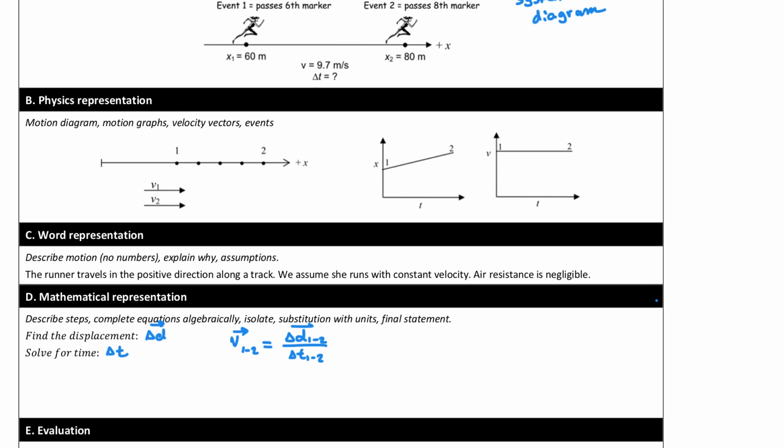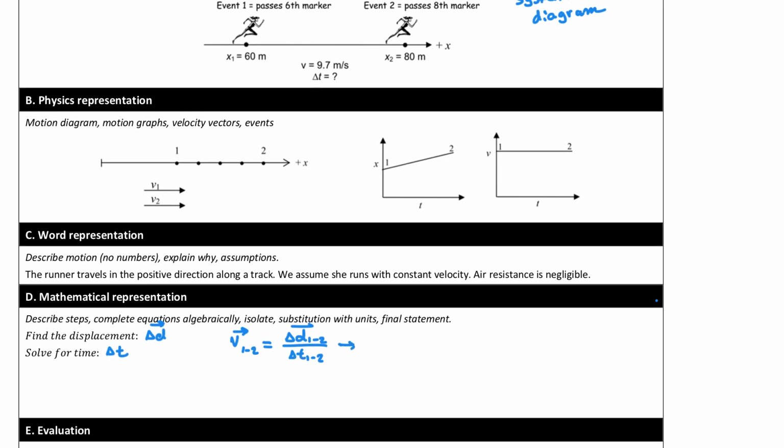Well, these are all great. We're looking for the change in time, so we have to do some rearranging. I'm going to take the reciprocal of both sides and then multiply both sides by the displacement. You can multiply both sides by delta t and then divide by this. There's many different ways of doing it, or you can use the crisscross method of just changing these two.